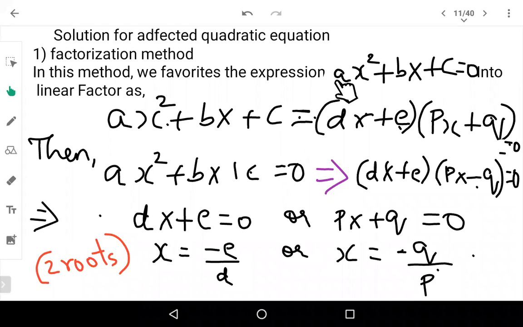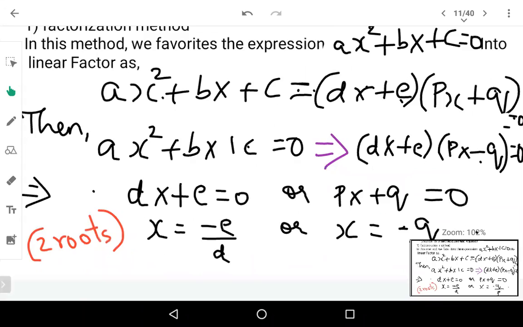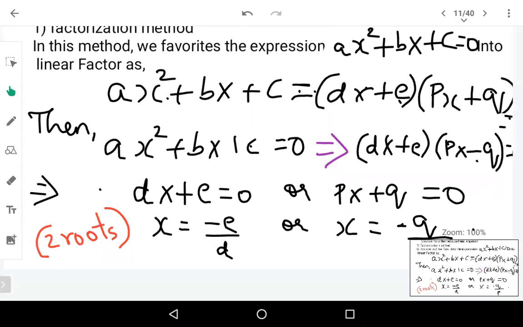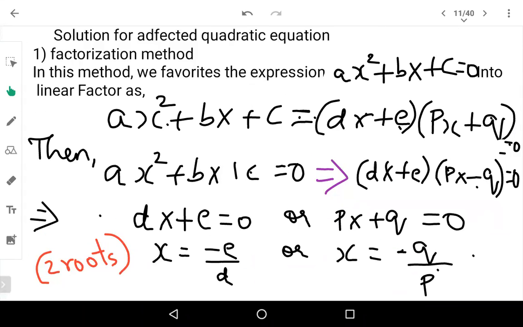You see, a is the coefficient of x square, and we will multiply that with c. Okay, c is the constant. When you multiply that, whatever number you get, you should find the factors for that number. When you find the factors for that number, the addition or subtraction of it should give you the value of b. That is how you'll be able to find the numbers here.